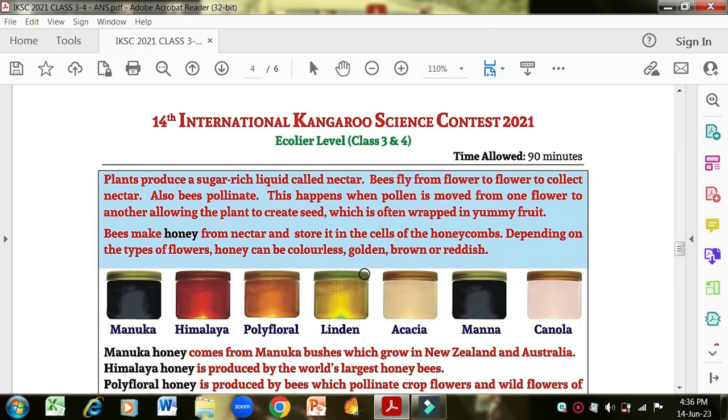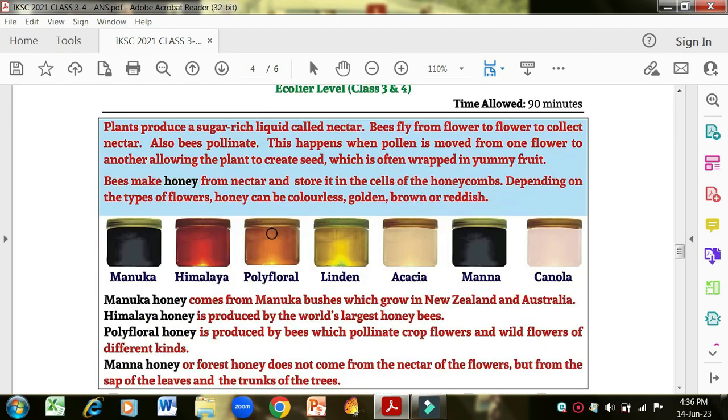Okay, there's another context. Plants produce a sugar-rich liquid called nectar. Bees fly from flower to flower to collect nectar. Also, bees pollinate. This happens when pollen is moved from one flower to another, allowing the plant to create seed, which is often wrapped in yummy fruit. Bees make honey from nectar and store it in the cells of the honeycombs. Depending on the type of flowers, honey can be colorless, golden, brown, or reddish.